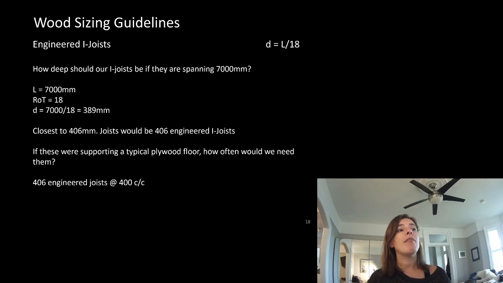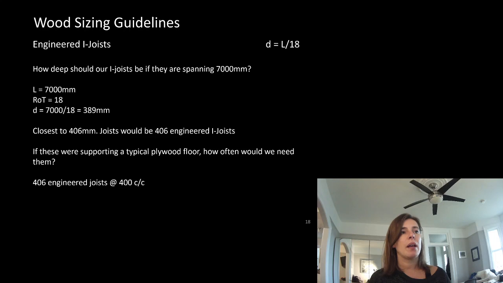So if we have I-joists that are spanning 7 meters, how deep can they be? Our sizing guideline is L divided by 18. So 7,000 divided by 18 is 384 millimeters. That seems like our 406 millimeter deep, or our 16-inch deep, I-joist would be a good choice.